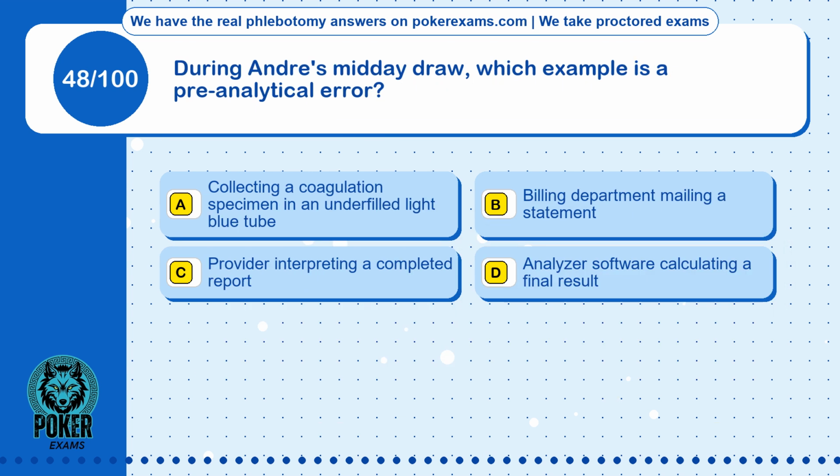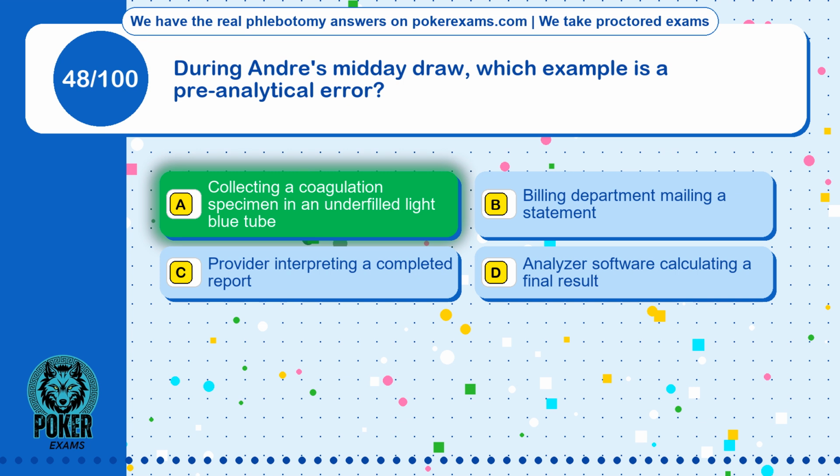Question 48. During Andre's midday draw, which example is a pre-analytical error? Option A, collecting a coagulation specimen in an underfilled light blue tube. Option B, billing department mailing a statement. Option C, provider interpreting a completed report. Option D, analyzer software calculating a final result.